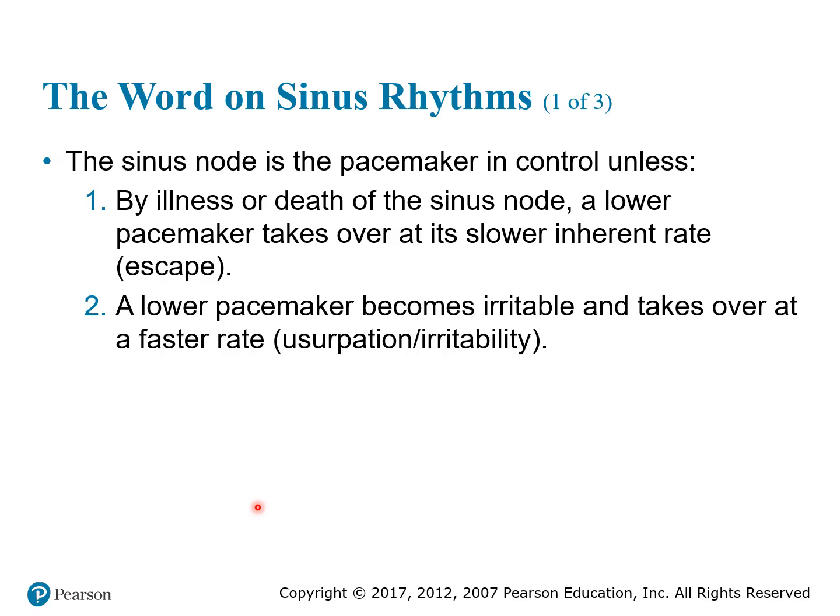That's why the last chapter was about identifying the P waves, identifying if there is more than one P wave, looking at the QRSs, measuring the QRSs, and so forth. All that information tells us where the impulse came from. And if it meets all the criteria to be normal, then we can assume that the impulse is originating from the sinus node.